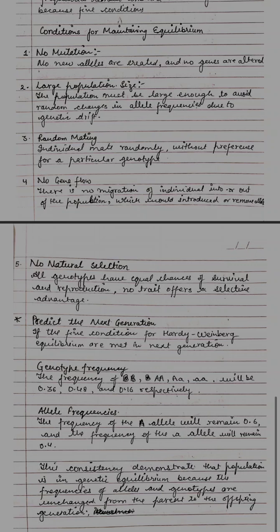In summary, the gene pool is the total alleles in a population. Gene frequency is the proportion of a specific allele. Hardy-Weinberg equilibrium is constant allele frequencies maintained by large population, random mating, no mutation, no migration, and no natural selection.